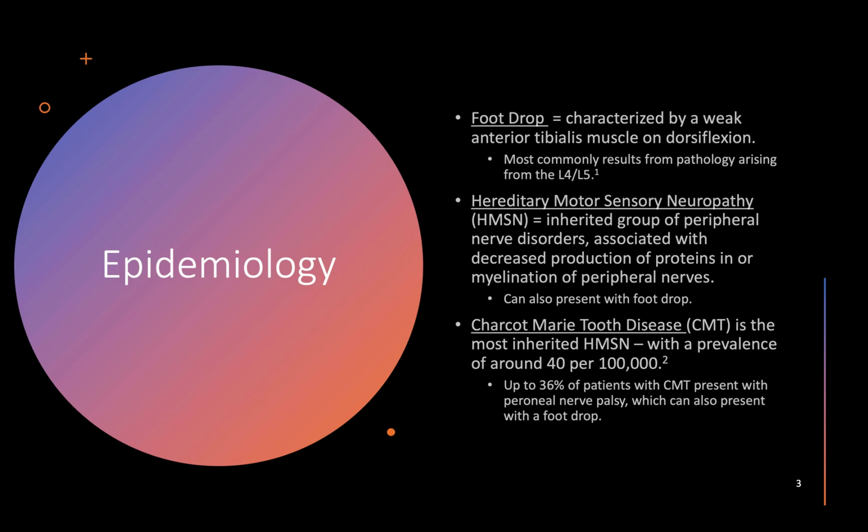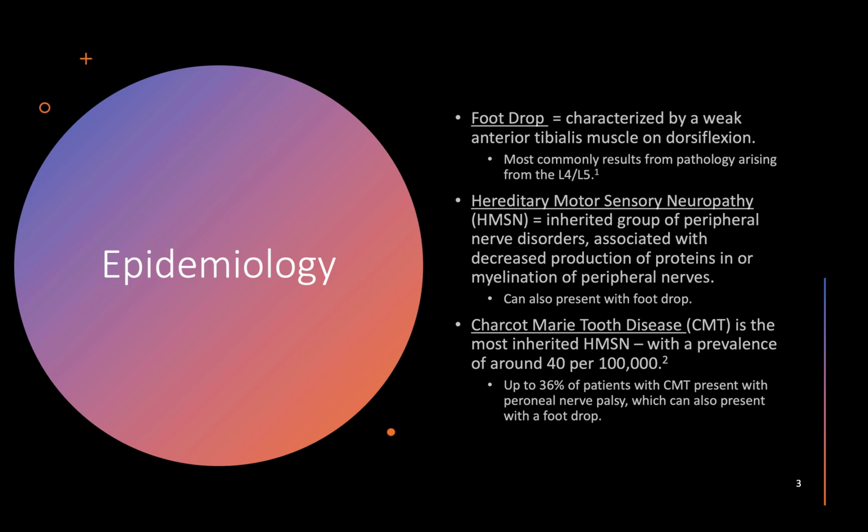As for the epidemiology, foot drop is characterized by a weak anterior tibialis muscle on dorsiflexion, and foot drop most commonly arises from pathology in the L4-5 region. There's also a group of neuropathies known as hereditary motor sensory neuropathy, HMSN for short, which are an inherited group of peripheral nerve disorders associated with decreased production of proteins within, or myelination of, the peripheral nerves, and HMSN can also present with foot drop. One specific type of HMSN is Charcot-Marie-Tooth disease, or CMT.